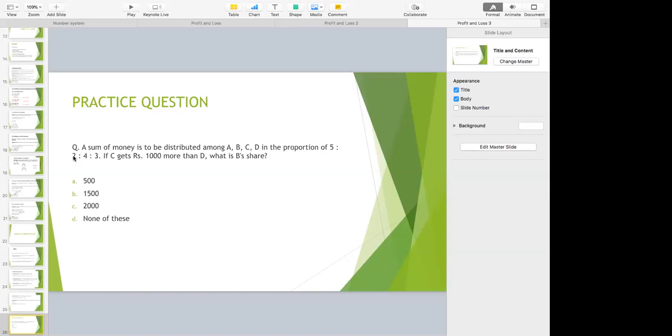And just in case the question was to find out the entire sum of money, the entire sum of money was 14 parts, which would have corresponded to an actual value of 14,000 rupees. Yeah, great, Prashant and Shubham. 14,000 would have been the answer if the question was to find out the entire sum of money.